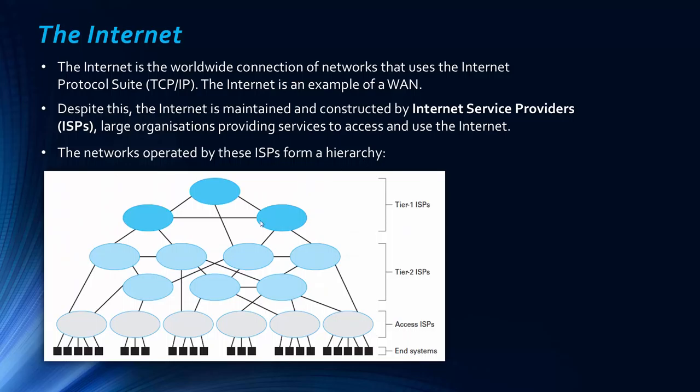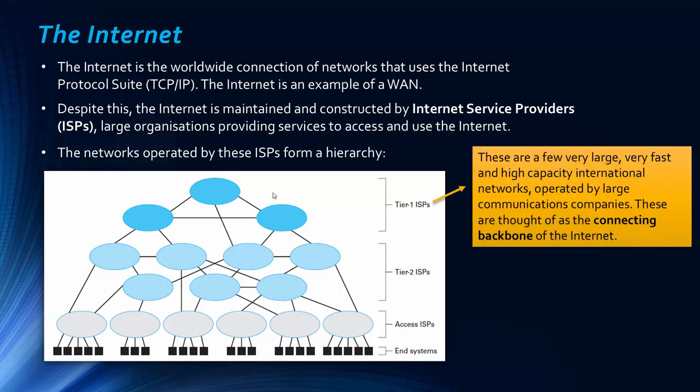So it looks a bit like this. I've got a couple of these diagrams in this video from Computer Science: An Overview, which is a very good textbook. And so we have a hierarchy. And at the top, we have tier one ISPs. And so these are a few, there's not exactly many of them, maybe 10 in the world. Very large, very fast and high capacity international networks. And these are operated by the huge communications companies.